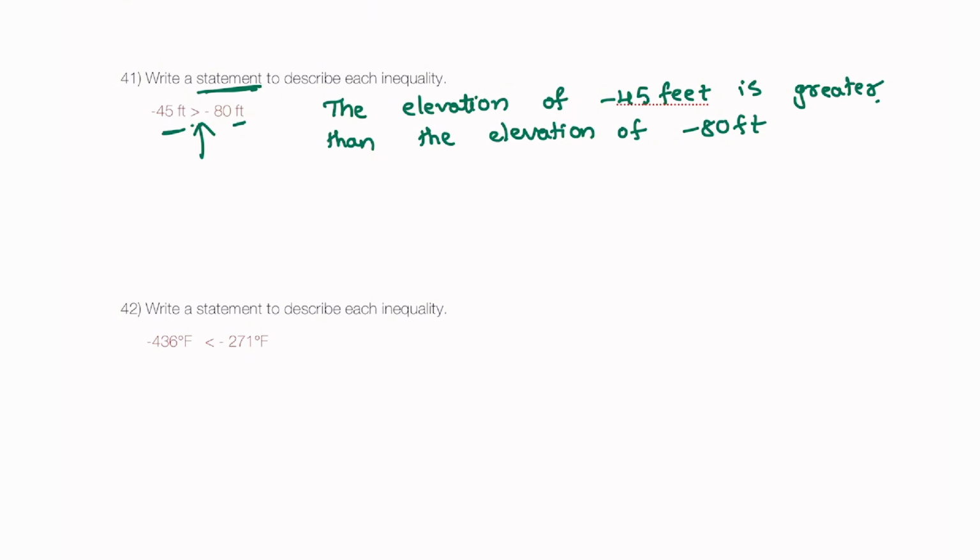So that's how we can write a statement. The next one, minus 436 degrees Fahrenheit is less than minus 271 degrees Fahrenheit. Easy to write, right? So we can say minus 436 degrees Fahrenheit is colder than minus 271 degrees Fahrenheit. That's it. So this is how we can write this statement for a given inequality.